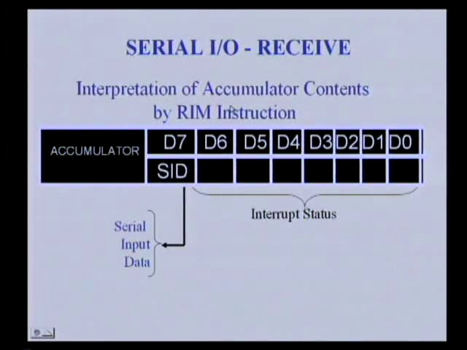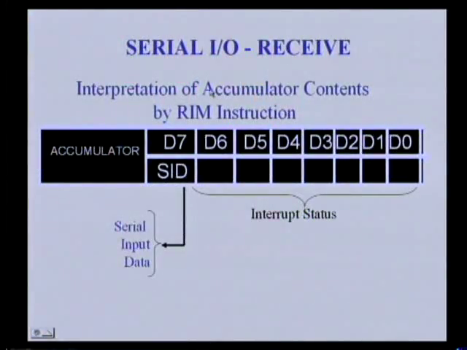Next let us see serial IO receive. For serial IO receiving, the processor receives data through the serial input data pin, and for this it makes use of the RIM instruction, and after execution of the RIM instruction, whatever bit is available at the SID pin will be copied into the D7 bit of the accumulator.